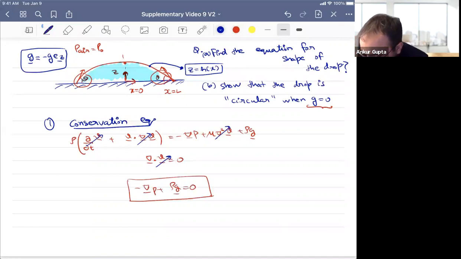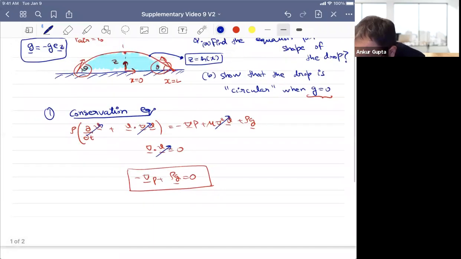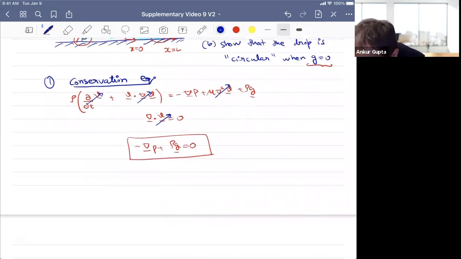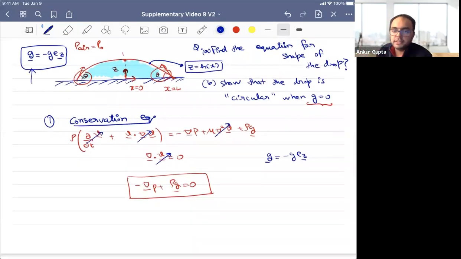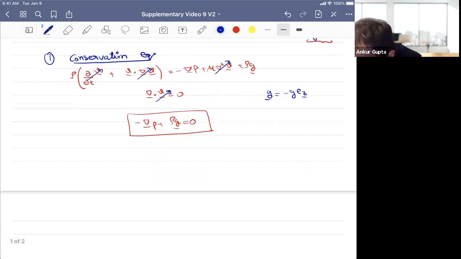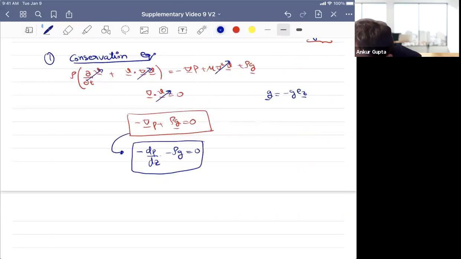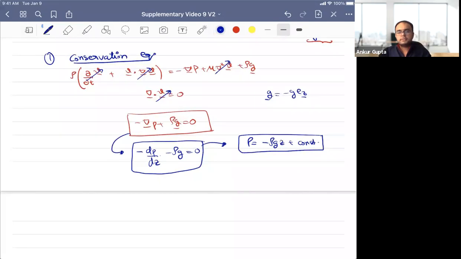What we also know is that gravity here is minus g e_z. If you look from here, this is minus g e_z. So if you substitute this in the equation, essentially what you will get is minus dP by dz minus rho g is 0, or pressure is minus rho g z plus constant.